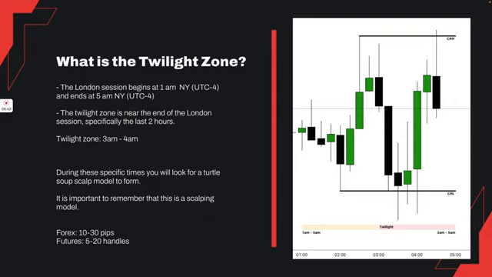It is important to remember that this is a scalping model. This is not to catch the daily expansion. Quick scalps. What does this mean? What is a quick scalp? In Forex, it is 10 to 30 pips. For futures, it is 5 to 20 handles. For those of you who are unsure what handles are, basically it is another word for points. So 5 to 20 handles is 5 to 20 points. That is what you are aiming for. Nothing more, nothing less.